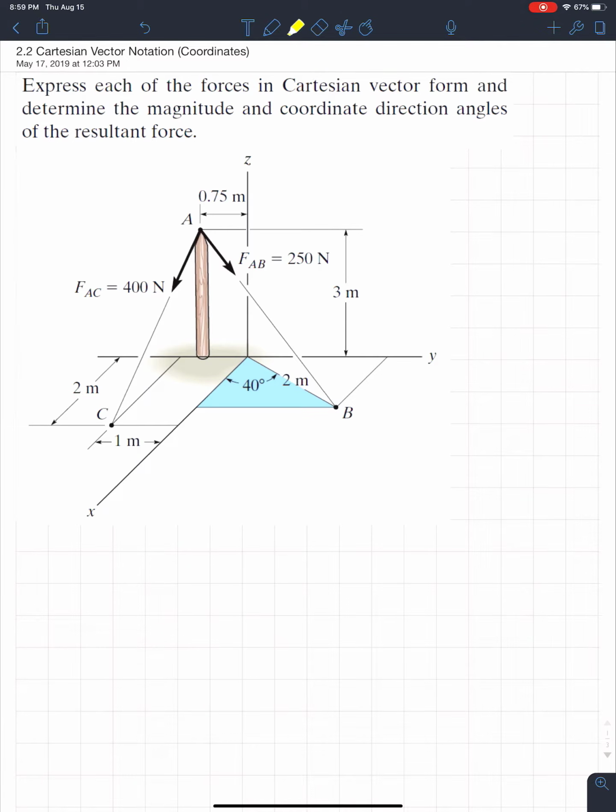Alrighty, so looking at this example, it wants us to express each of the forces in Cartesian vector form and determine the magnitude and coordinate direction angles of the resultant force. So this example is basically similar to the last one, with the exception that instead of being given the trigonometry of the vectors, we're going to have to use these points. And if we're ever given points like this, the best thing to do is use unit vectors. But before we go into that, let's slow down and discuss what a unit vector is.